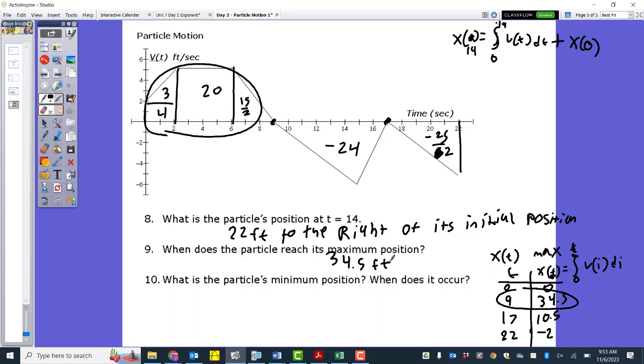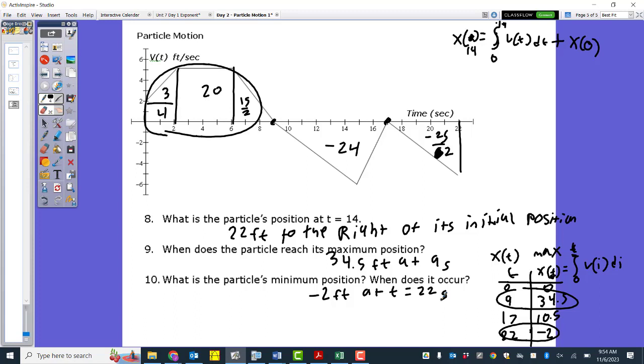So the maximum is 34.5 feet at 9 seconds. And then what is the particle's minimum position and when does it occur? Minimum is negative 2 feet at t equals 22 seconds.